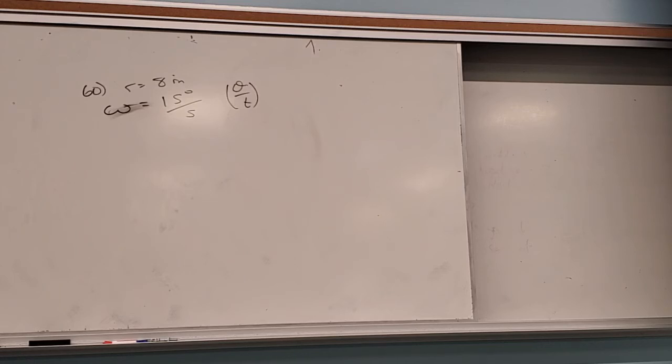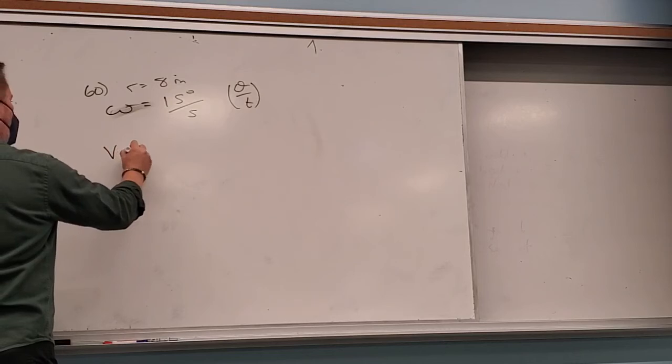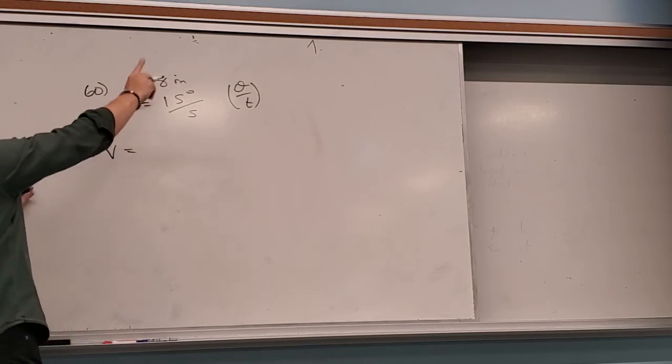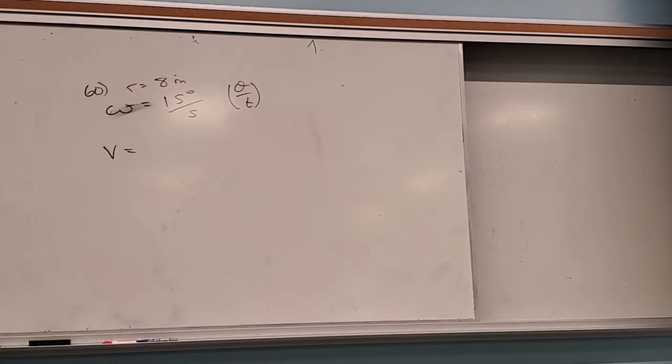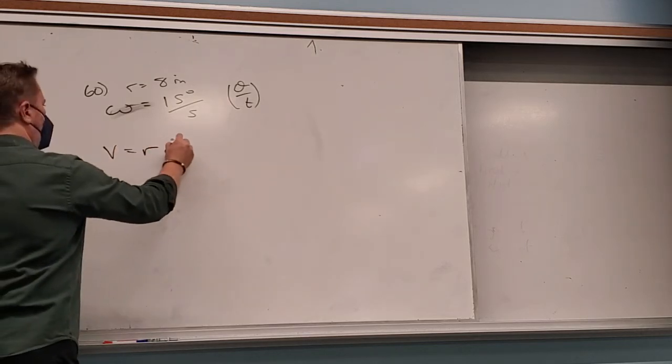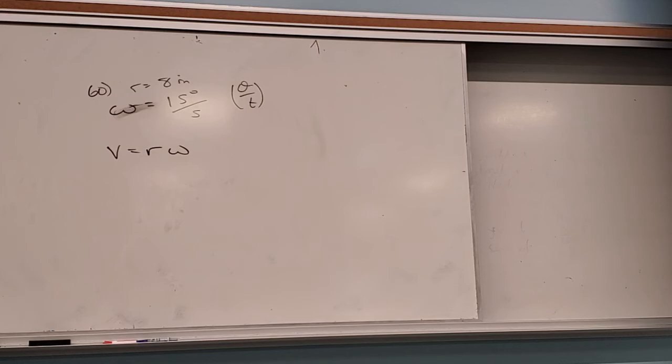They ask me for the linear speed. What's the formula for V in terms of angular stuff? Do you guys remember? It's R omega. And didn't they give those to me? There's one problem with something they gave me. There is one choice they made that was really bad that we can correct.